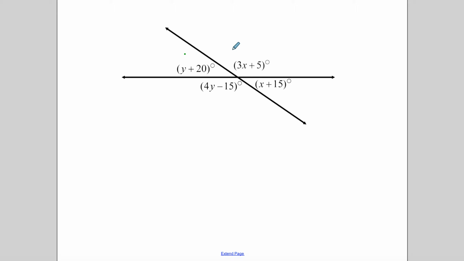So, for example, let's take a look at these two angles. Given that they are a linear pair, what do we know about them? Well, we know that they add to 180. So if this angle is y plus 20, then we know y plus 20 plus 3x plus 5 equals 180.